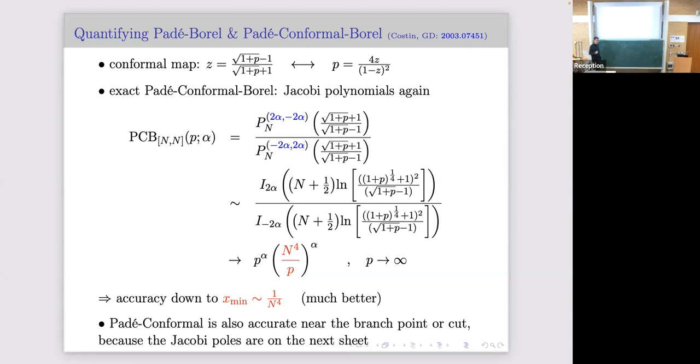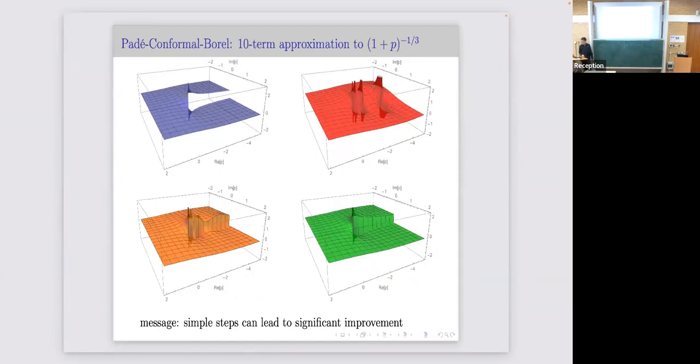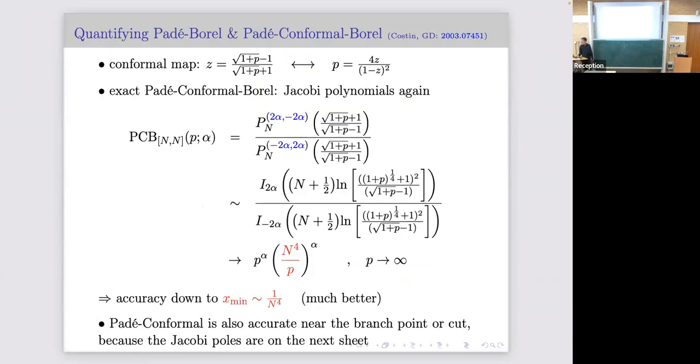But it's better than that, because now if you go near the branch point, the poles are the poles of these Jacobi polynomials, which lie in the interval -1 to 1 of the argument. But if you look at where they are in the z-plane, they're on the next sheet. So in fact, near the branch cut, this thing is essentially perfect. So you go from n squared to n to the 4th, but what about the prefactors? This is the dominant, the main effect.